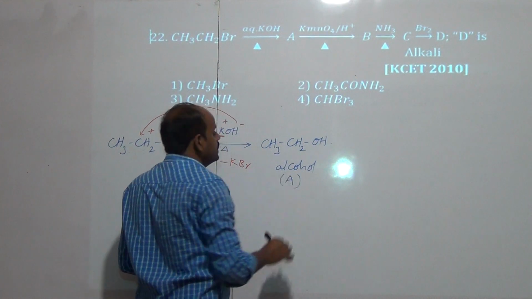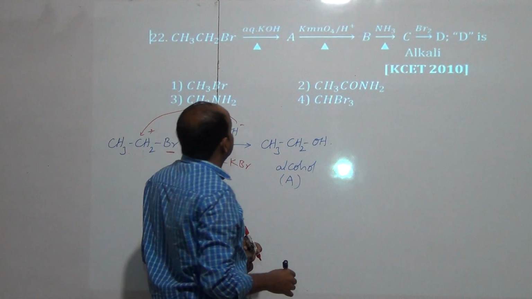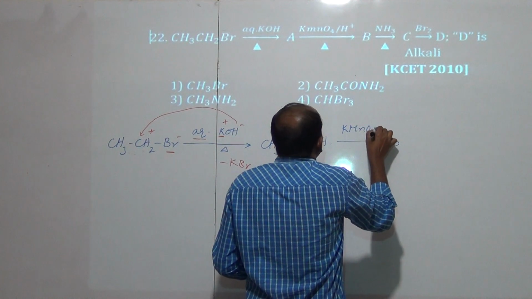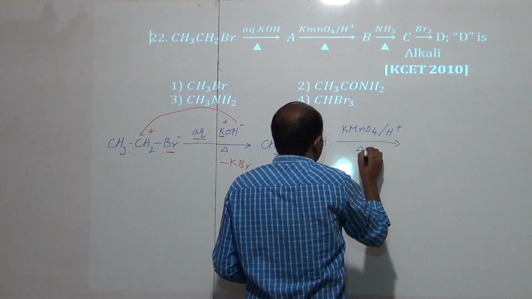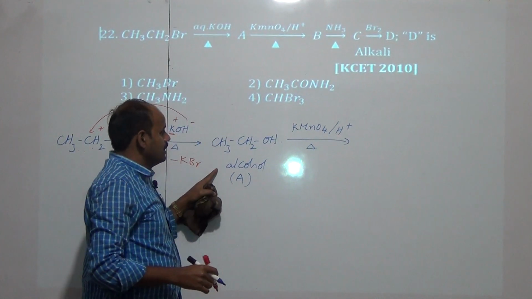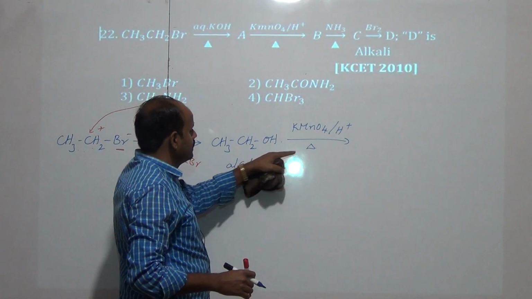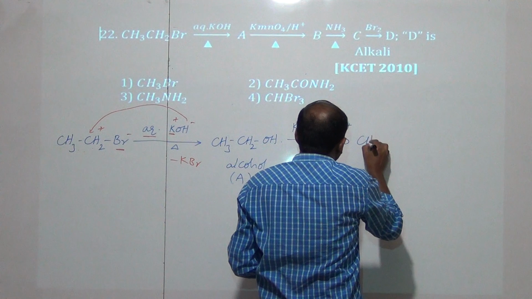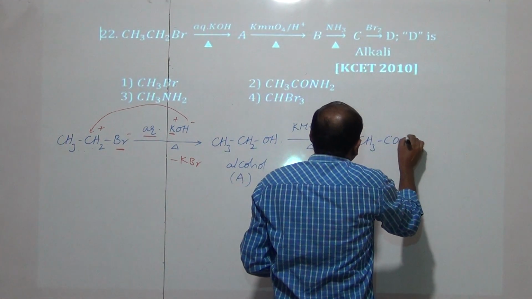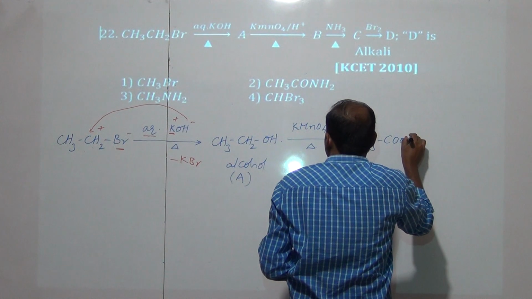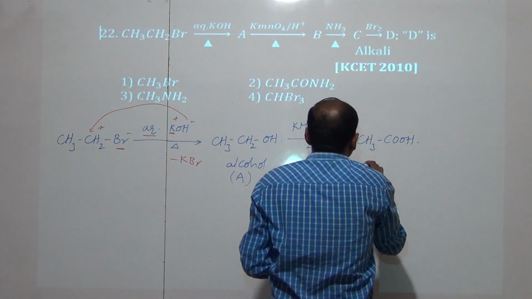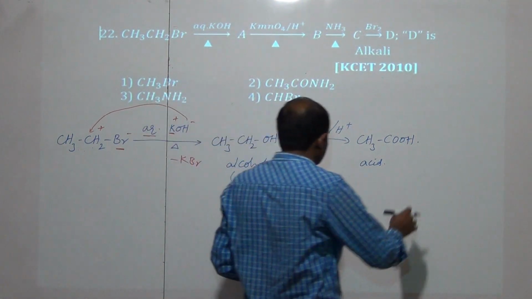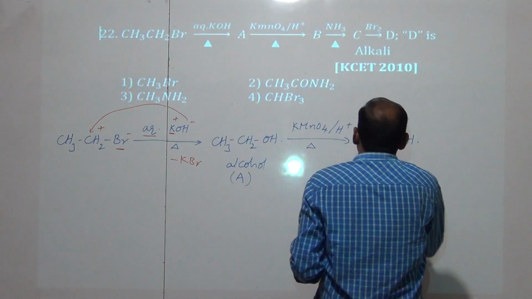They give it as A. Then it reacts with potassium permanganate, KMnO4, in the presence of acid on heating. These primary alcohols can be oxidized on heating in the presence of acid and potassium permanganate into carboxylic acids. Here H2O is removed. Now this is given as B.